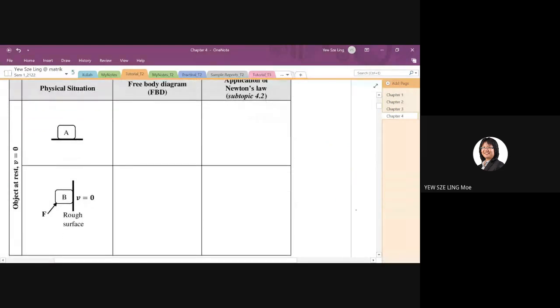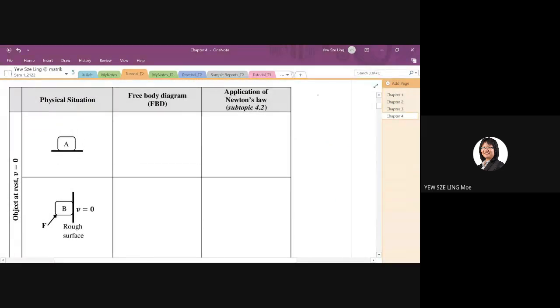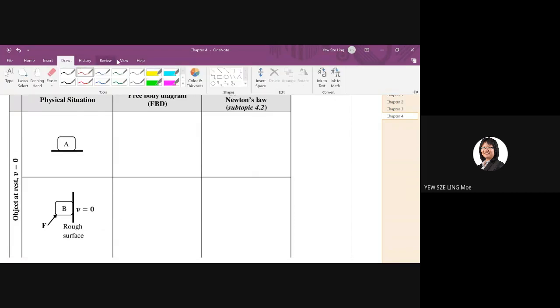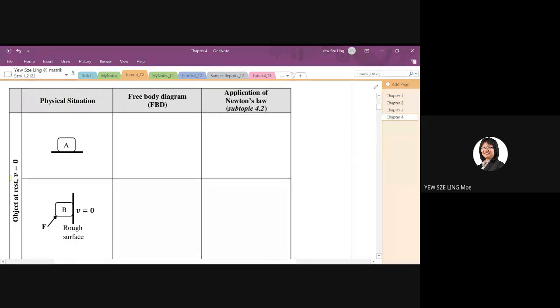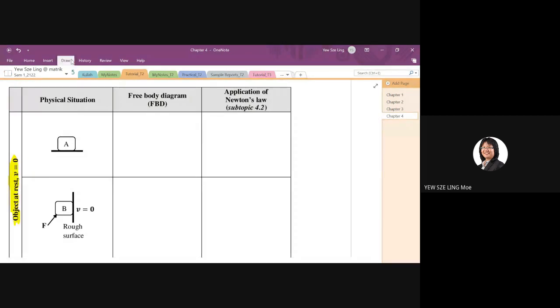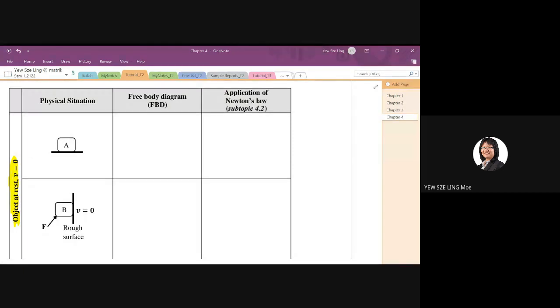Now the first one, if you look at this table, the keyword is located on the left-hand side of the table, where it tells you the object is now at rest. Now you have an object at rest. Why is it important to know that your object is at rest? Because it tells you which Newton's law to use. Now I have these two diagrams. I would like to call on students to answer the first question first.